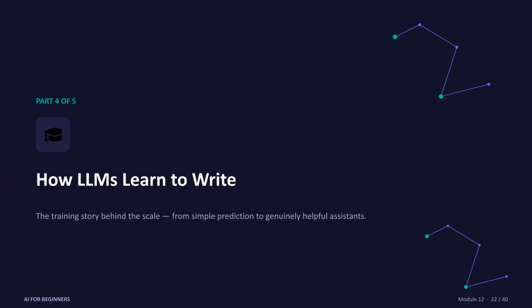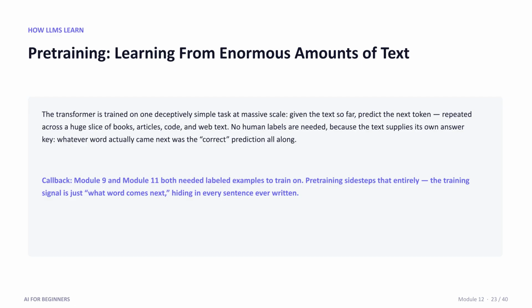In Part 4, we explore how LLMs learn to write. This journey takes us from simple statistical prediction to the development of highly capable, helpful assistants. Pre-training is the first stage. Models learn by predicting the next token across vast amounts of text. This requires no human labeling, as the text itself provides the correct answer.